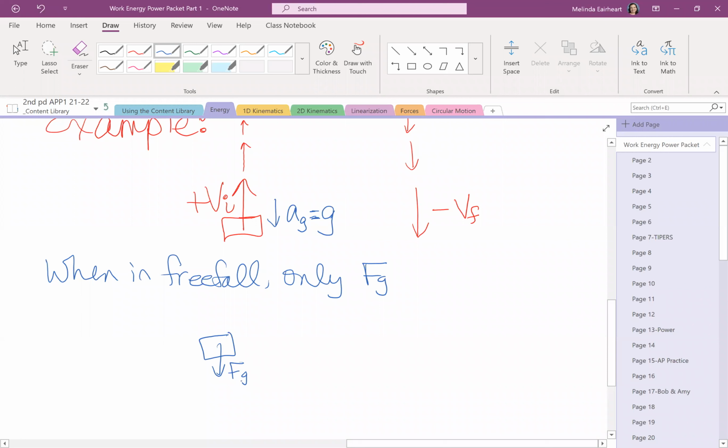Does that mean that gravity has the same kind of work? Well, no. On the way up, the distance is up, but gravity as a force is pulling it down. And so the work done by gravity would be negative.